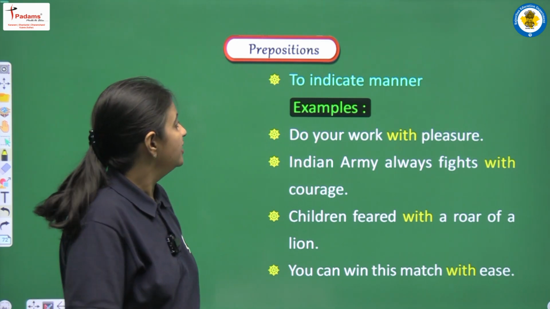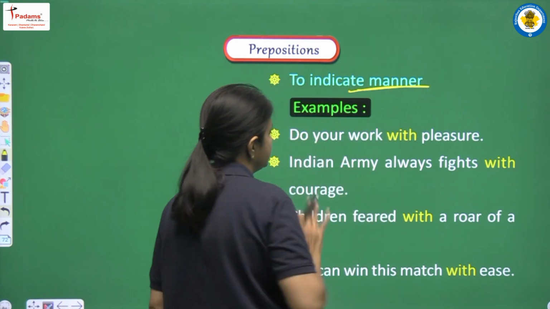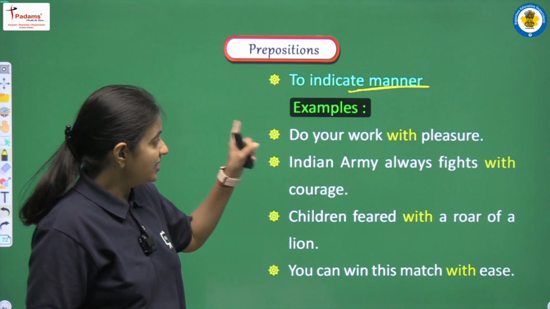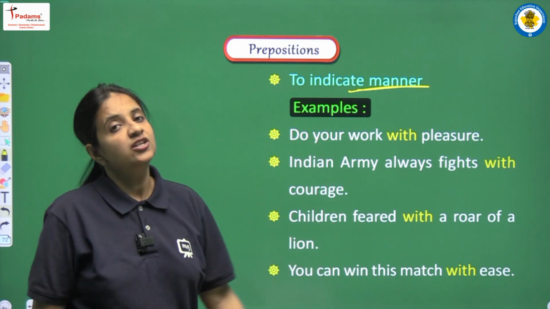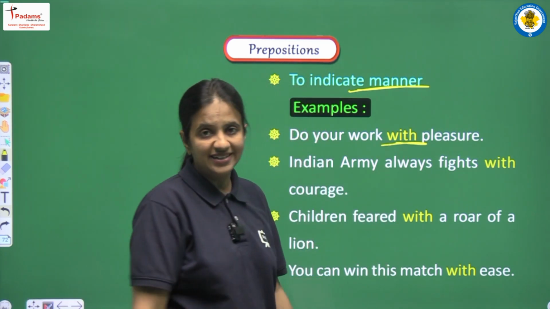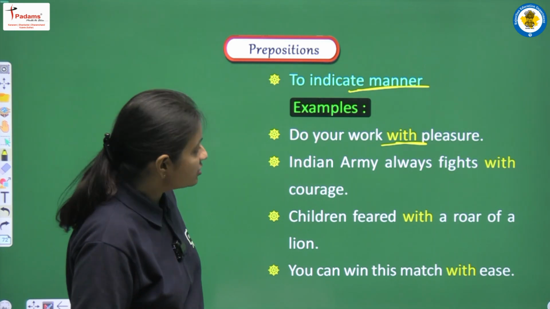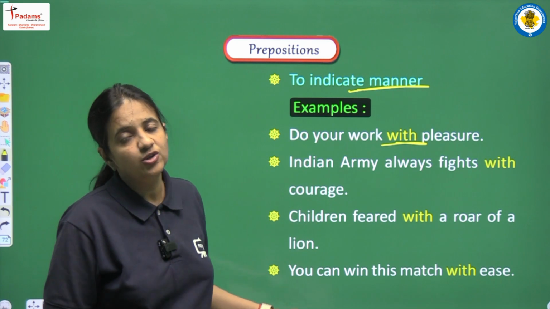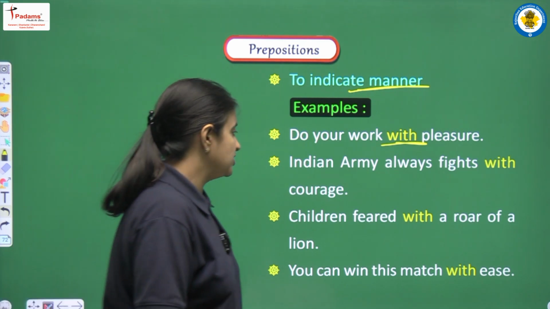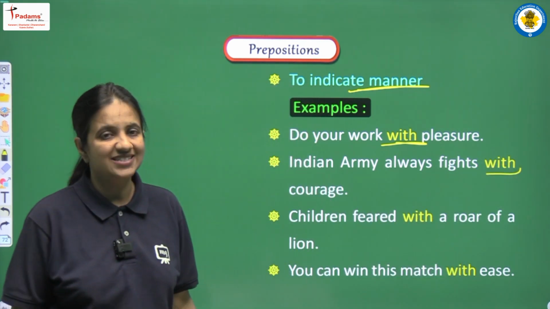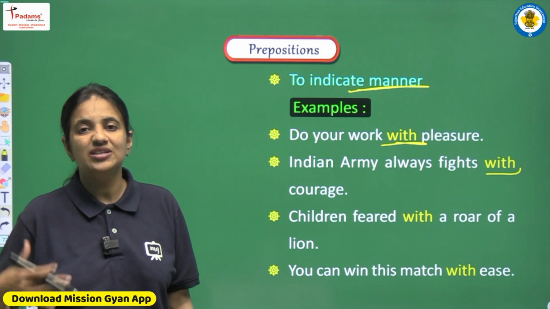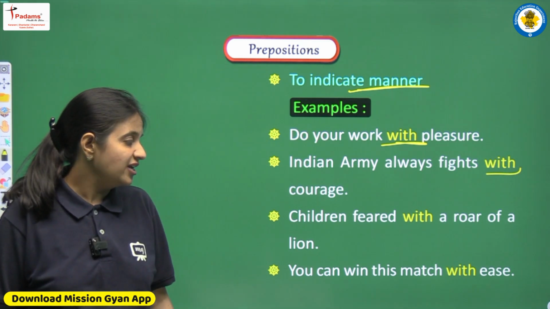Next, another use of "with": it is used to indicate manner. How? Let's see. "Do your work with pleasure." So here pleasure is a kind of manner, okay, and we are saying that always do your work happily. So this is the manner that we are trying to show, and this is the reason we are using "with" here in this sentence. Next is, "Indian Army always fights with courage." So again we are trying to show the manner of the Indian Army, that they always fight with courage. So when we try to show the manner, then we can use "with" in a sentence. Next is, "Children feared with a roar of a lion." So again we are trying to show the manner. Next one, "You can win this match with ease."